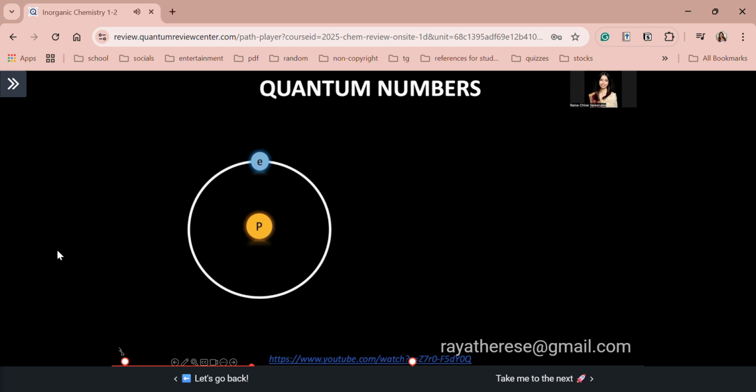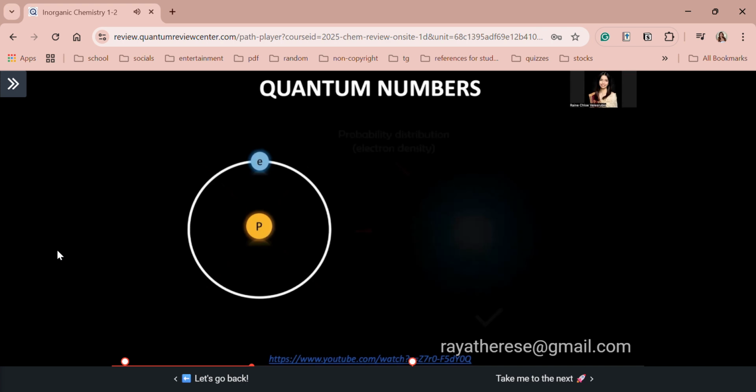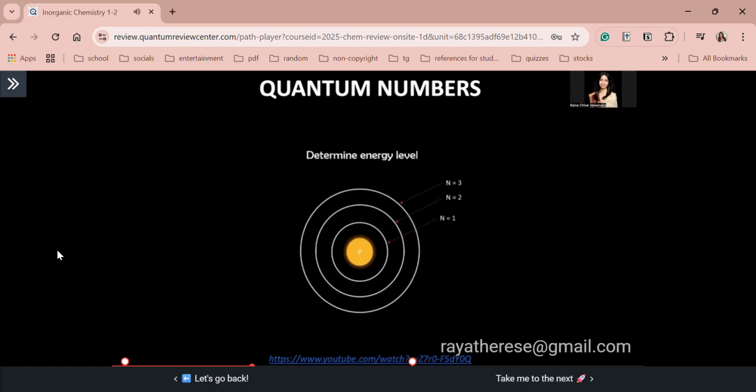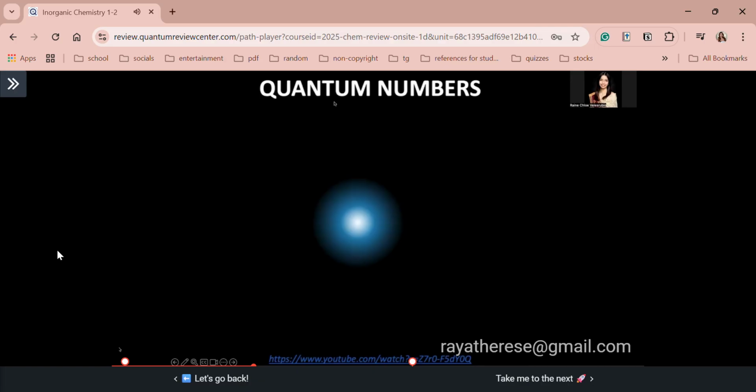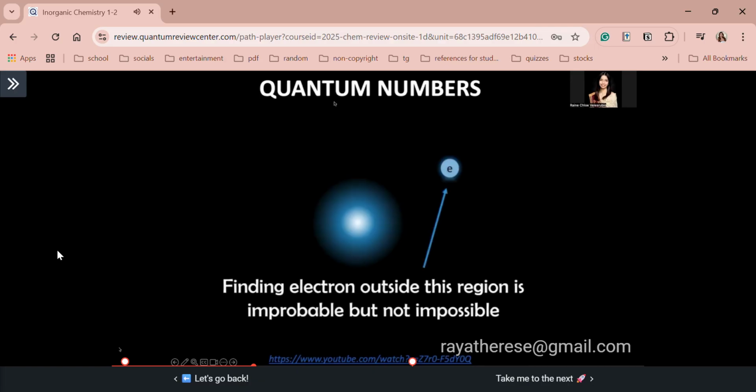Rather than pinpointing an exact location, the equation allows us to map out the electron densities as well as determine its quantized energy level. And solving these electron densities is how we get atomic orbitals, which are 3D regions of space where electrons are most likely to be found. Each orbital can host up to 2 electrons, and these orbitals only exist if they are occupied by electrons. They are energetically favorable locations for electrons, so finding an electron outside these orbitals is highly improbable due to electron energy constraints, but it's not impossible.